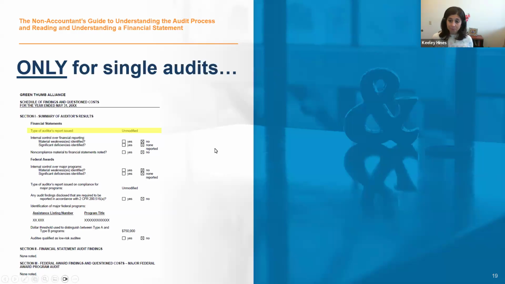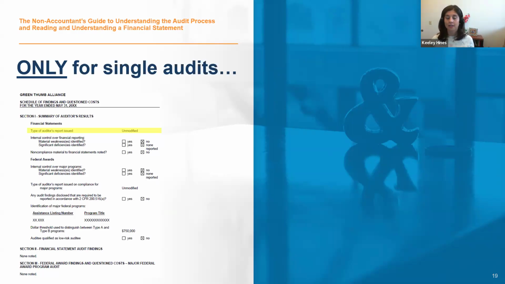So if you look here, it talks about the summary of auditor's results and the financial statements. And remember how I had told you, when we perform that financial statement audit, your biggest takeaway and the thing that you want to know is, well, did they give us a clean opinion?